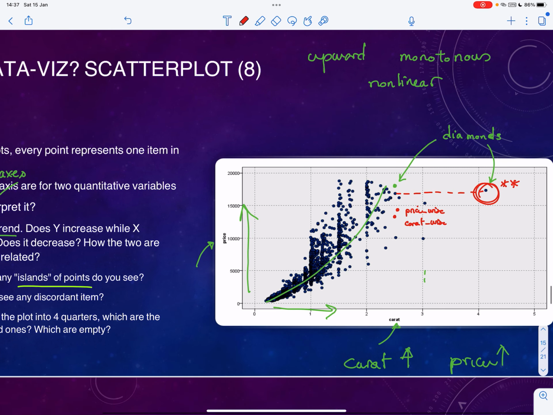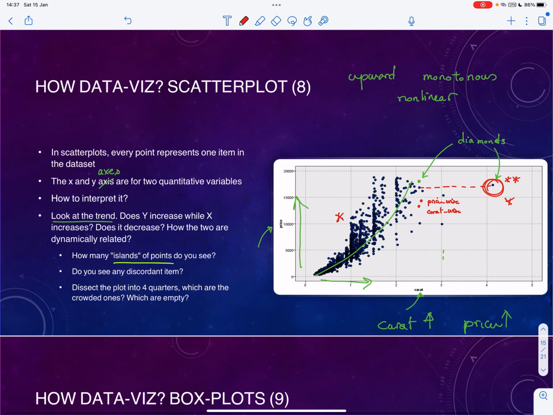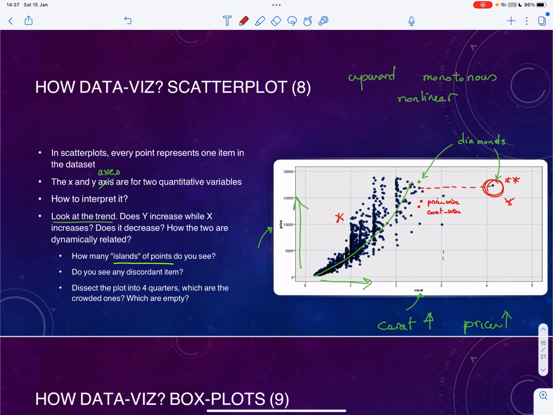This is something that we call irregularity. So we have the regularity, which is this pattern, and then an irregularity. So dissect the plot into 4 quarters. This is another way of studying a scatter plot.